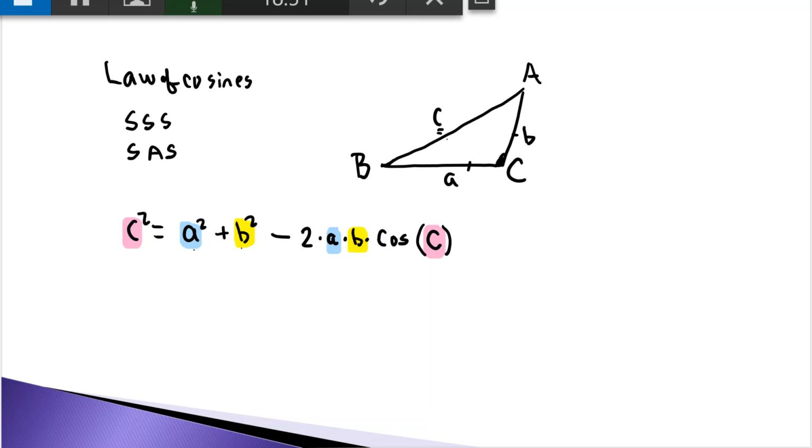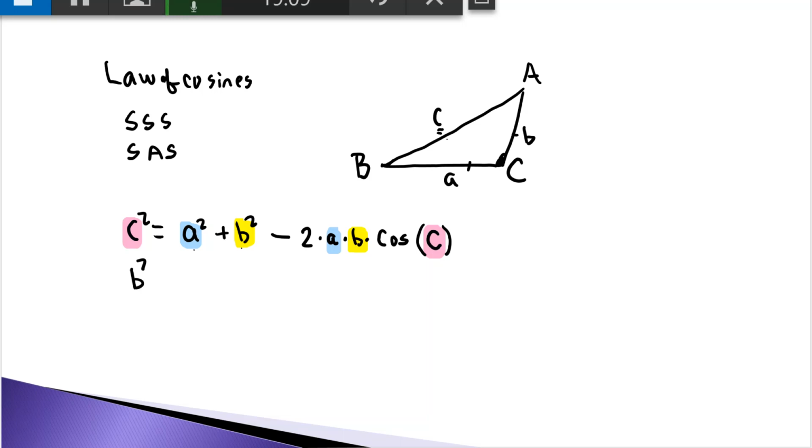So there are 3 versions of the law of cosines. If you remember this pattern, you don't ever need to memorize all 3 versions. However, if you like to memorize things, if that's your mode of working in math, let's do the other 2 just in case.